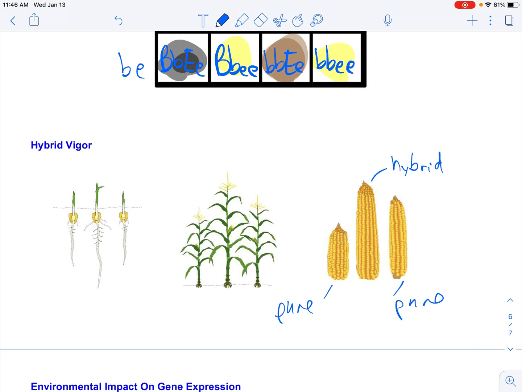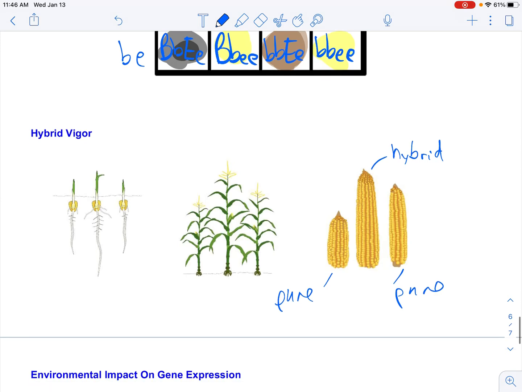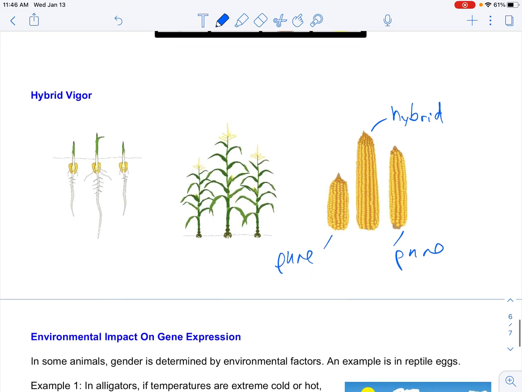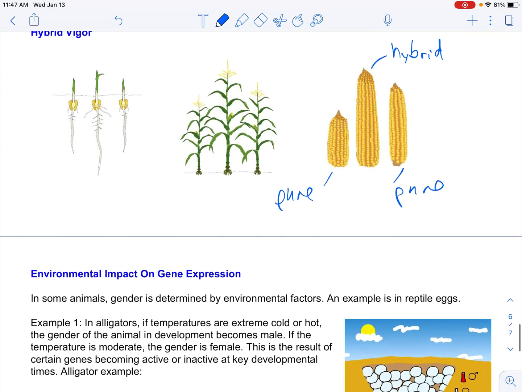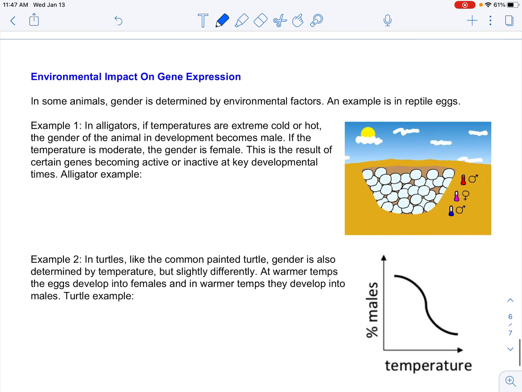And so we use that in agriculture a lot, and seed companies will come up with these pure plants that would not be very good for consumption, but the seeds of the pure plants are then used to develop seeds for hybrid plants, and that's what farmers will grow. The hybrid seeds exhibit something called hybrid vigor, which means that there's going to be a lot of kernels, it grows faster, all sorts of things like that.